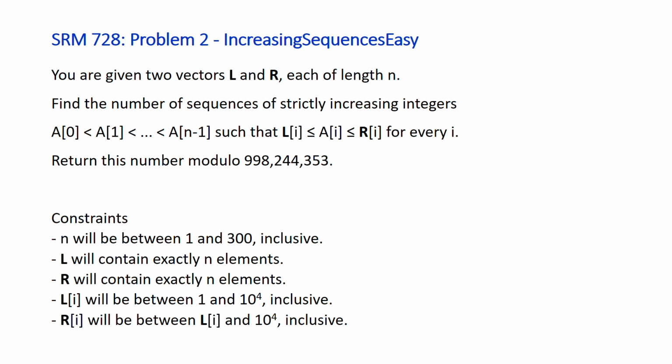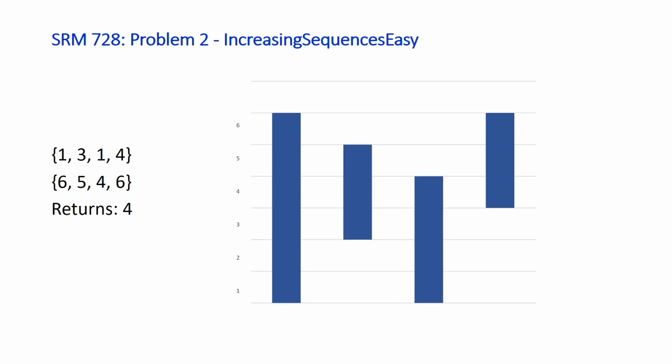So this is a very confusing problem statement. Let's take a look at an example and see if it makes any more sense. We're given L equal to 1, 3, 1, 4 and R equal to 6, 5, 4, 6. Each of these pairs of integers represents a range. So our first range is 1 to 6, our second range 3 to 5, and so on. And we have a visualization of these ranges to the right of the vectors.